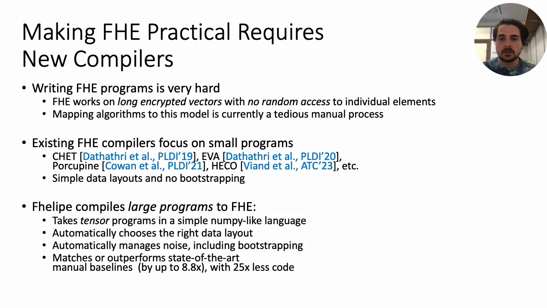Felipe compiles all programs we've encountered, no matter how large, and exposes an expressive NumPy-style tensor interface. This interface leads to a 25x G-mean reduction in lines of code compared to manual implementations. Felipe automatically chooses the right way to map data onto ciphertext vectors and automatically places bootstraps. All this while matching or exceeding the performance of state-of-the-art manual baselines. Let's see how.